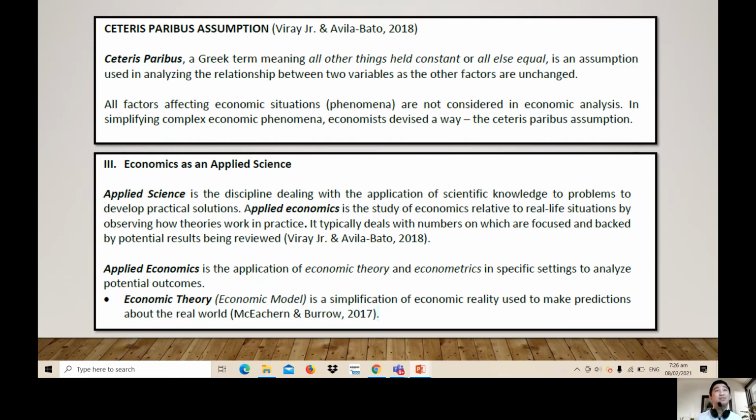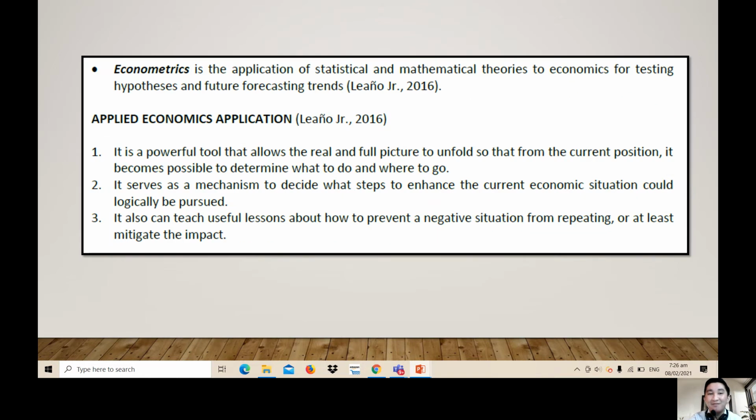We have so many economic theories. We will tackle them when we go beyond this topic. These economic theories will be applied so that we can provide practical solutions through the use of econometrics. Our supply and demand and elasticities are applications of econometrics: statistical and mathematical theories applied to economics for testing hypotheses and forecasting future trends.